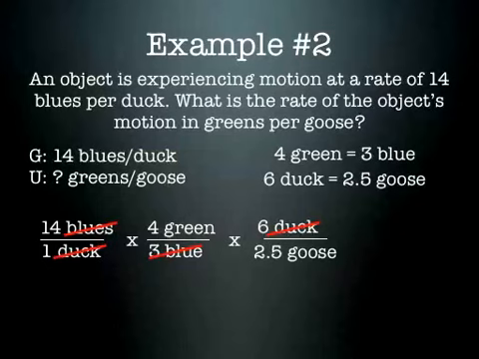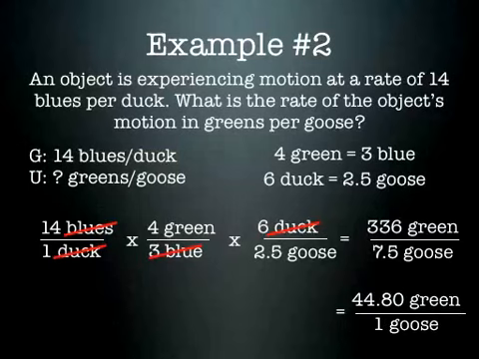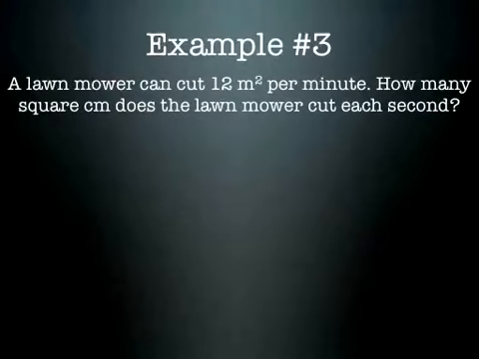So all I have to do is multiply across the top, multiply across the bottom, and then divide the top by the bottom, which leaves me with 44.80 greens per goose. These can be complicated problems, but remember, the process is exactly the same. All you need to do is identify those relationships and exactly how you can use those relationships.